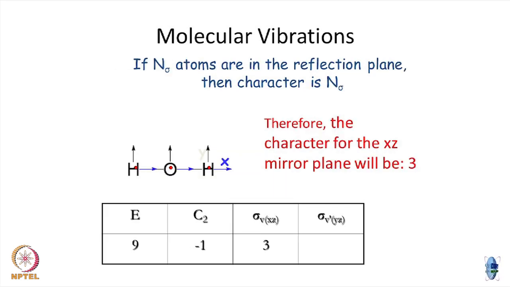If N sigma atoms are in the reflection plane, then the character is just N sigma. Okay. So, suppose you take this to be the xz plane, which we were discussing in the lecture, all the three atoms are in the xz plane. So, if you do a reflection in the xz plane, three atoms are there. So, N sigma is 3. So, the character will be 3. Okay. You can prove it rigorously, but I am giving you a final answer. So, therefore, the character for the molecular motion reducible representation is going to be 3 for reflection in the xz plane. What will happen for the yz plane?